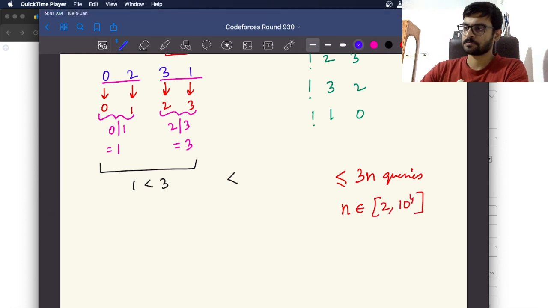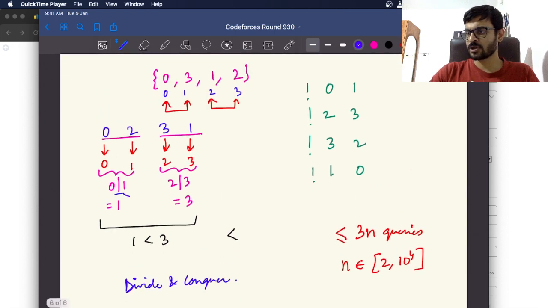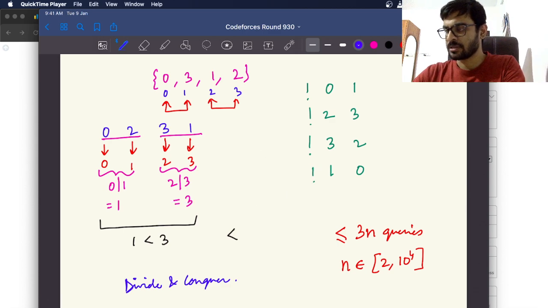Now this is interesting. Usually in these problems, we often see the provision to apply a divide and conquer technique. First of all, bitwise OR and bitwise XOR are not the same thing. We have to find those indices such that pi and pj, bitwise XOR, will give me the maximum.